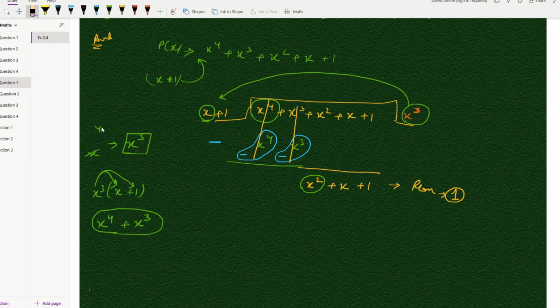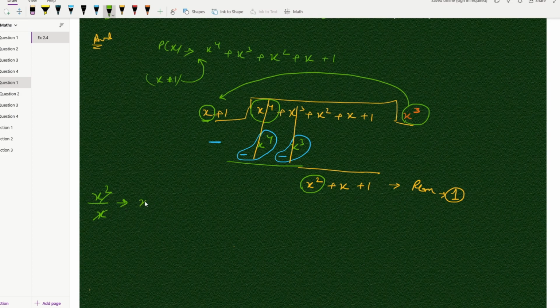पहले इसको इरेज कर लेते हैं ज़रा. Then we have to divide them. We have to divide x square by x. So it will come out to be x. Then we'll put this x here. We'll multiply this by x plus 1.